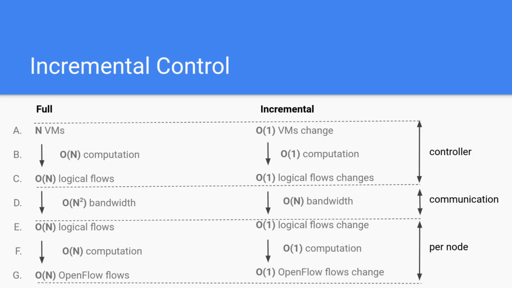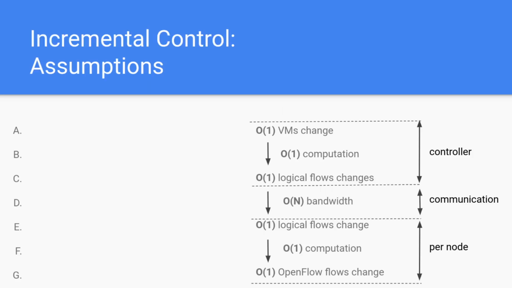And then on each of the nodes, we can efficiently compute from the logical flows that changed, the physical or OpenFlow flows that need to change. Then we've got something that's much cheaper. Now, there are several assumptions that this builds on, and I haven't seen these assumptions actually laid out explicitly in the past. So let me do that now.